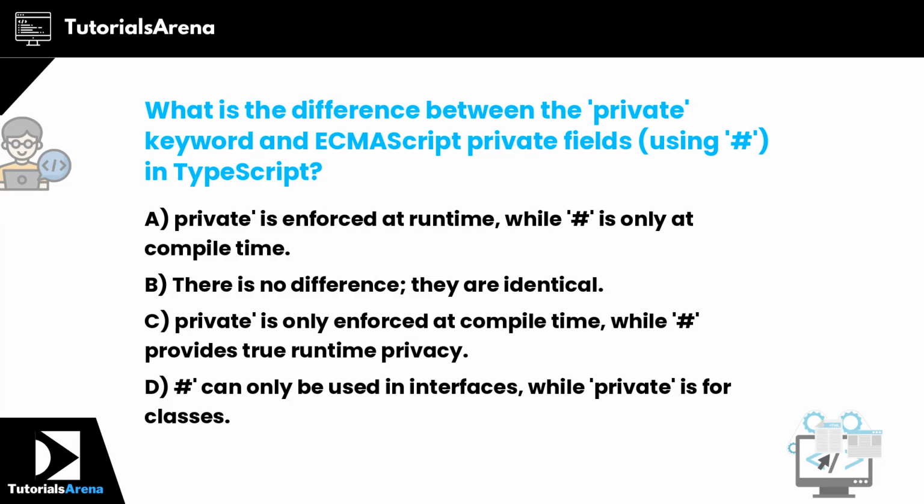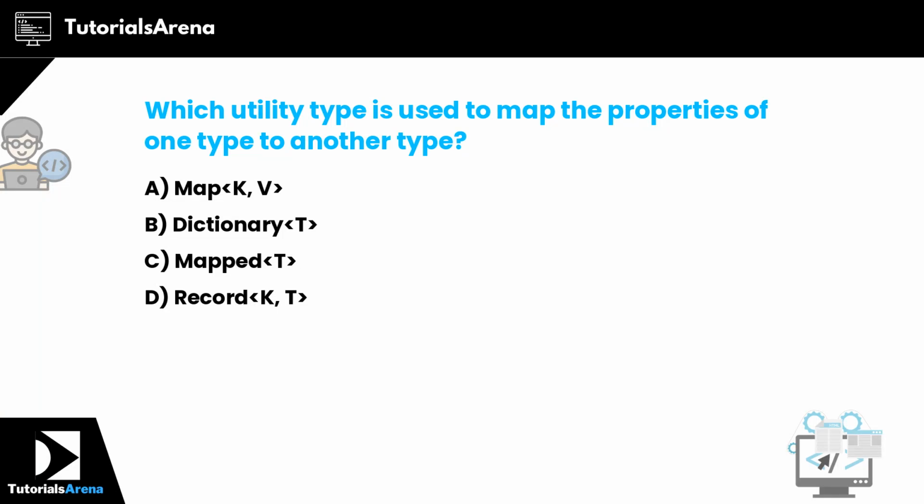What is the difference between the private keyword and ECMAScript private fields using hashtag in TypeScript? The correct answer is option C. Private is only enforced at compile time, while hashtag provides true runtime privacy. Which utility type is used to map the properties of one type to another type? The correct answer is option D, Record<K, T>.